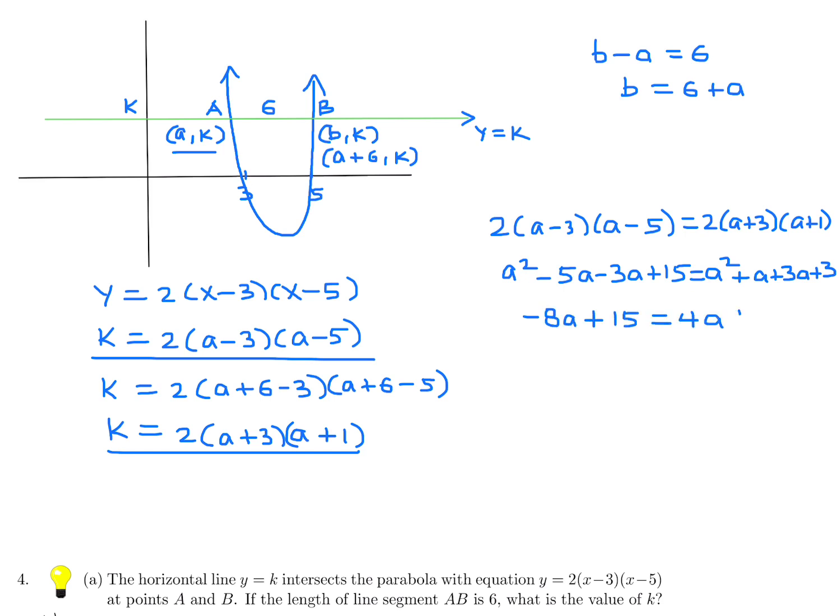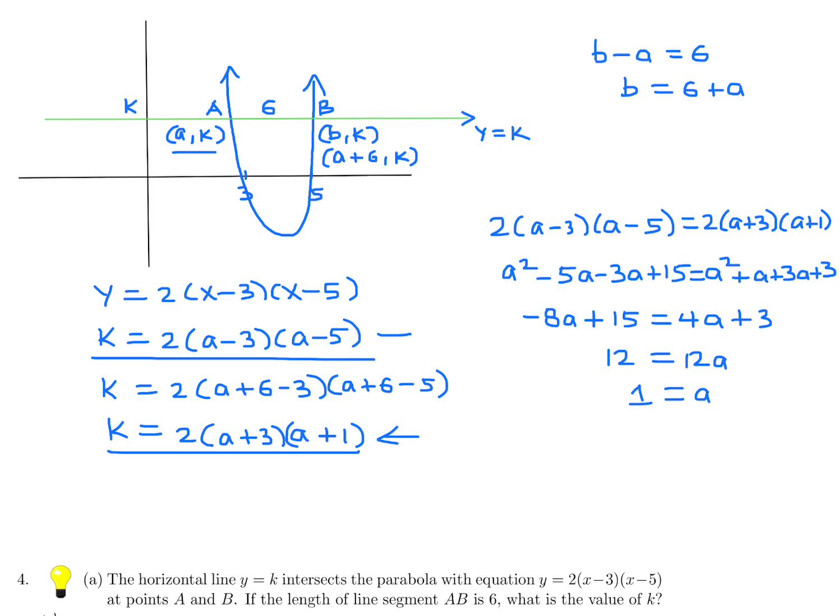to 4a plus 3. Put everything on one side, collecting like terms, and this will give you 12 is equal to, add 8a to both sides and get 12a, and therefore a is equal to 1. Great. So now I can figure out my value for k.